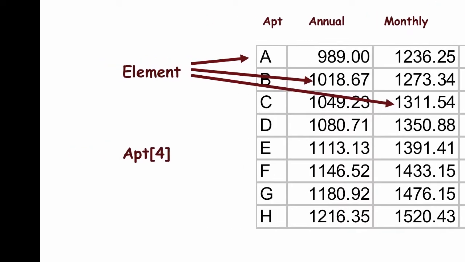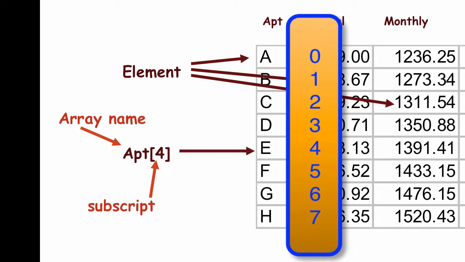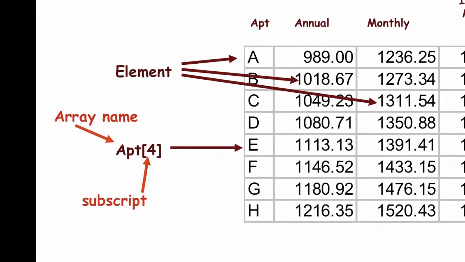If we said apartment 4, what that really means is the name of the array is apartment, APT. We're shortening it up. And that 4 is called the subscript, and that's always an integer. And it's a number so that we can use it and count with it. So at that point, if we were to locate apartment array, element 4, it would be E. So you can start at the top. A is in 0 position, B is in 1, C is in 2, D is in 3, E is in 4. Okay?